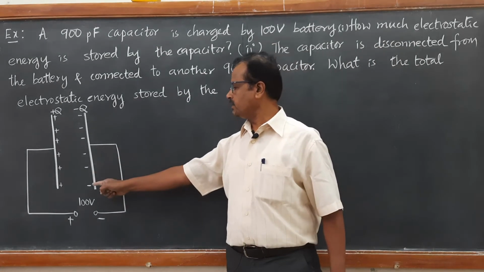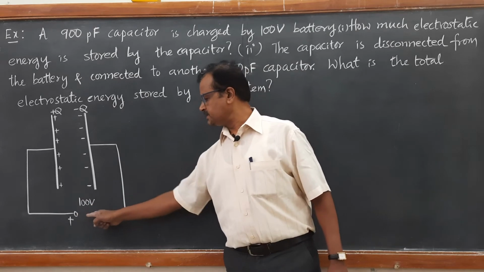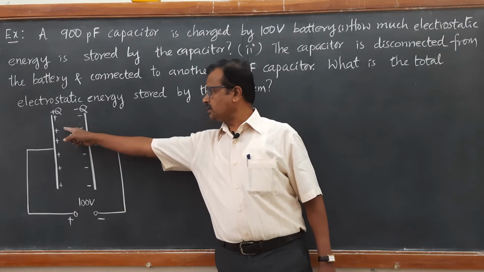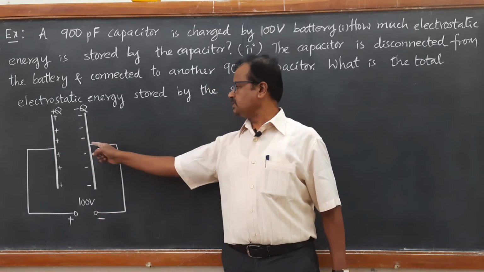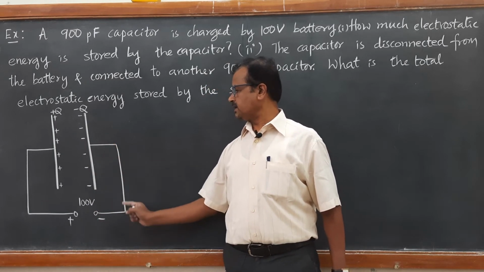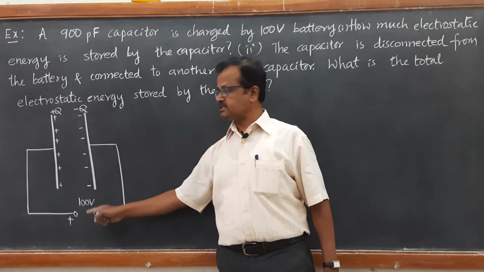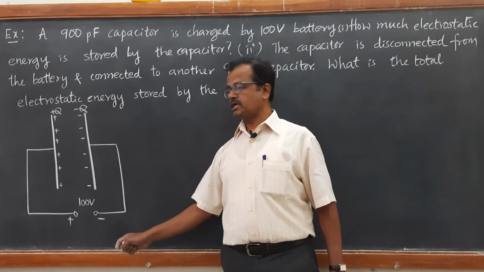A 900 picofarad capacitor is being charged by a 100 volt battery. In this gap, a 100 volt battery is taken. The positive terminal is connected to conductor number 1 on the left side, and the negative terminal is connected to conductor number 2 on the right side. As a result, the left plate gets positively charged and the right plate gets negatively charged.